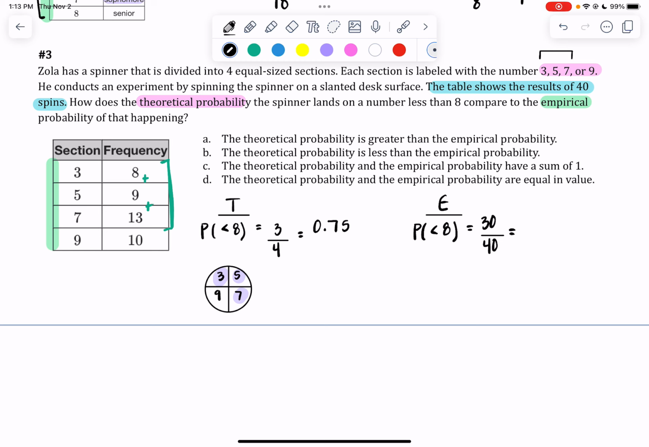So 30 out of 40 reduces down to 3/4, just like the other one. And then 3/4 is 0.75. So I guess this one we didn't really need to convert to a decimal because we ended up with the same fraction. But either way, we ended up with the same exact thing. And so it looks like that's answer choice D. And going back to number 2 where it said it can never be the same, they can certainly end up being the same. It's just by chance. So in this case, theoretical and empirical probability ended up being identical, 3/4, or exactly 75%.